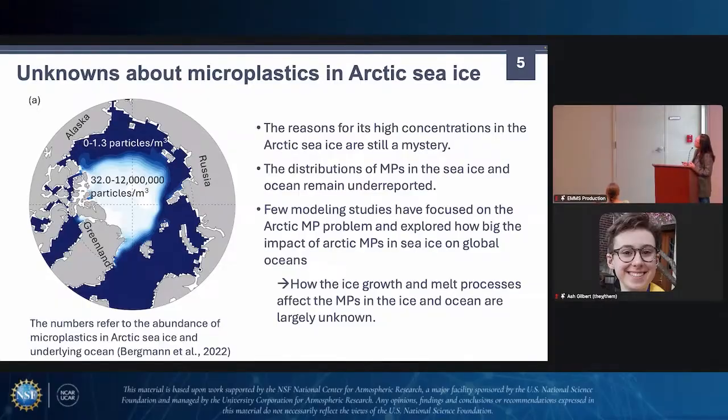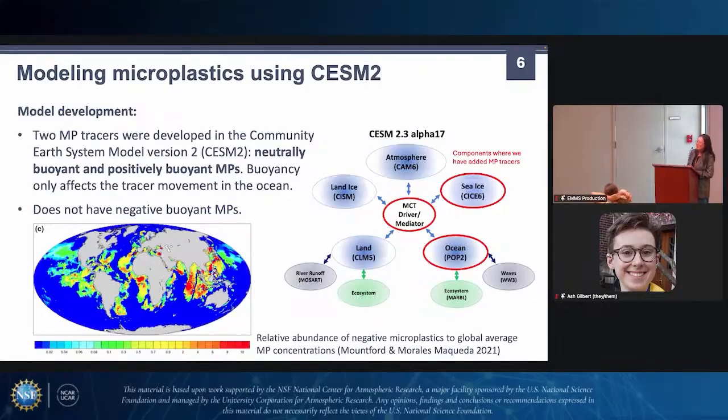So to better understand the mechanisms and factors concentrating microplastics in the sea ice, we have been working to implement microplastics as a new class of passive tracers in the CESM2. So far, we have added two tracers. One is neutrally buoyant and one is positively buoyant microplastics. Both tracers are added in the sea ice and ocean components of CESM2 plus the coupler, and we applied a constant rising velocity to the positively buoyant microplastics, so buoyancy only affects the tracer movement in the ocean.